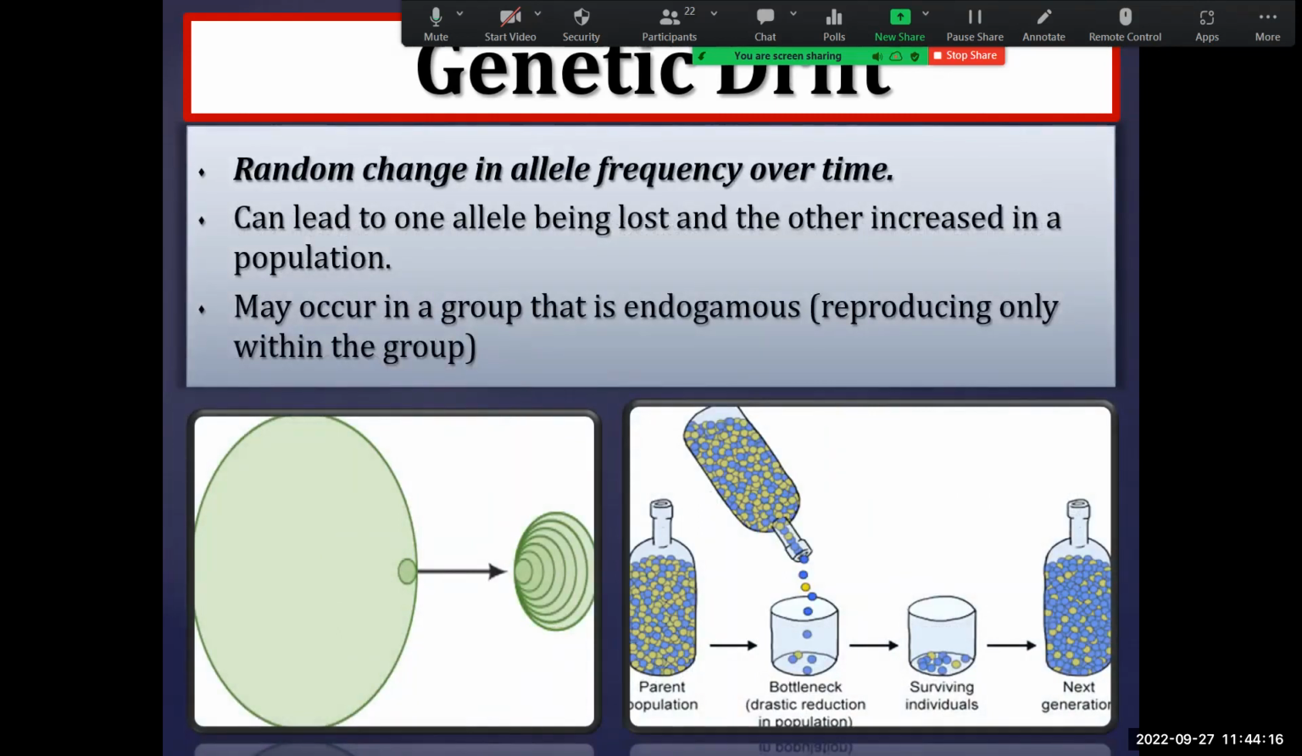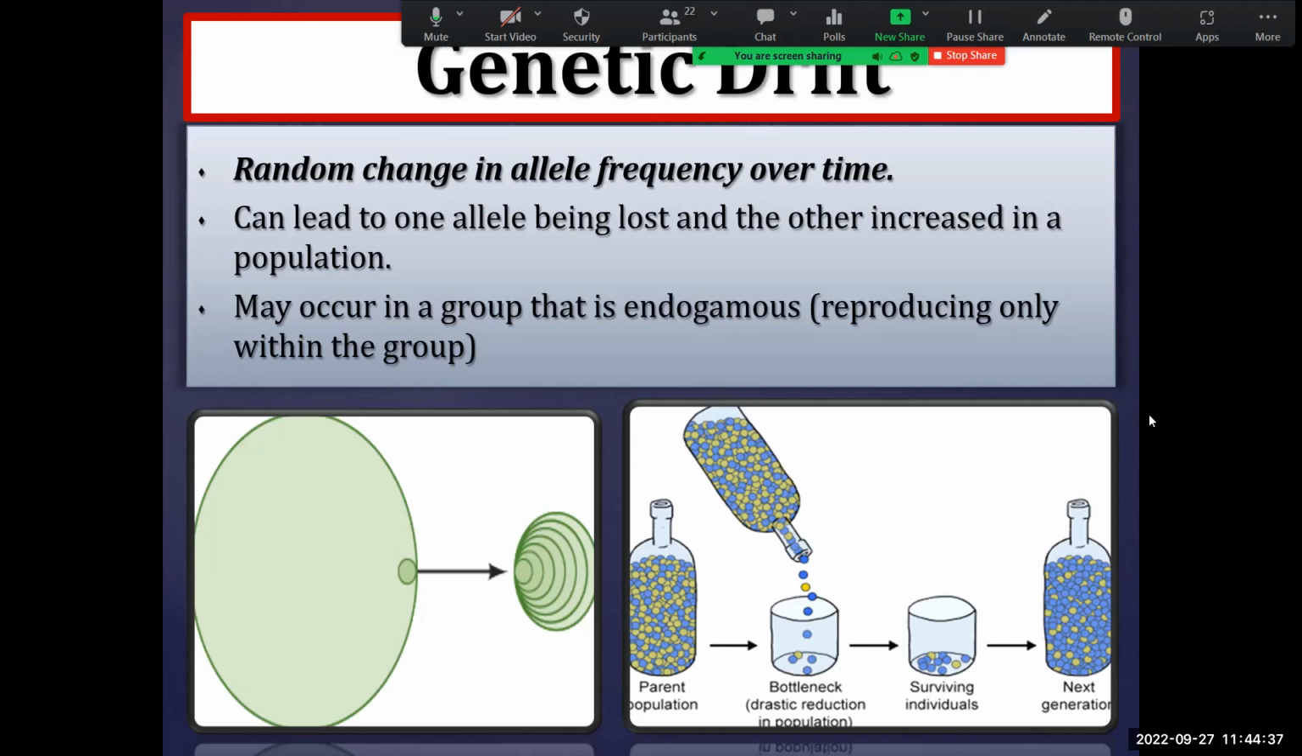All right, this image here on the right is representing the other type of genetic drift that we call the bottleneck effect. So the bottleneck effect is, again, random change in allele frequency over time and can lead to one allele being lost and the other increased in a population. And it may occur in a group that is endogamous, reproducing only within that group.